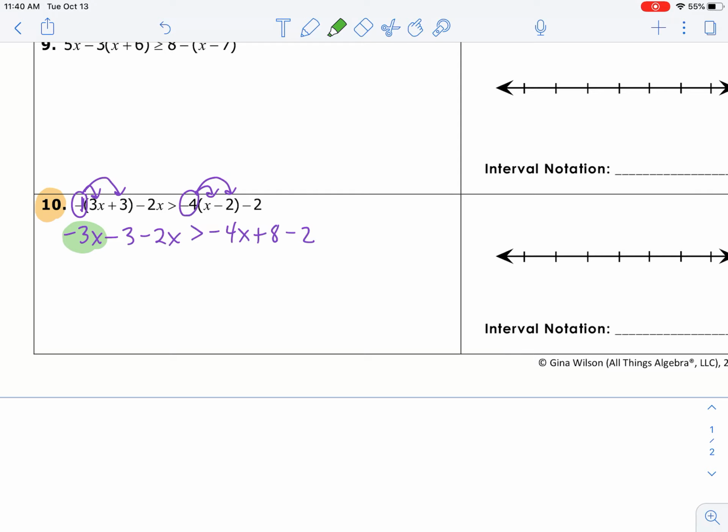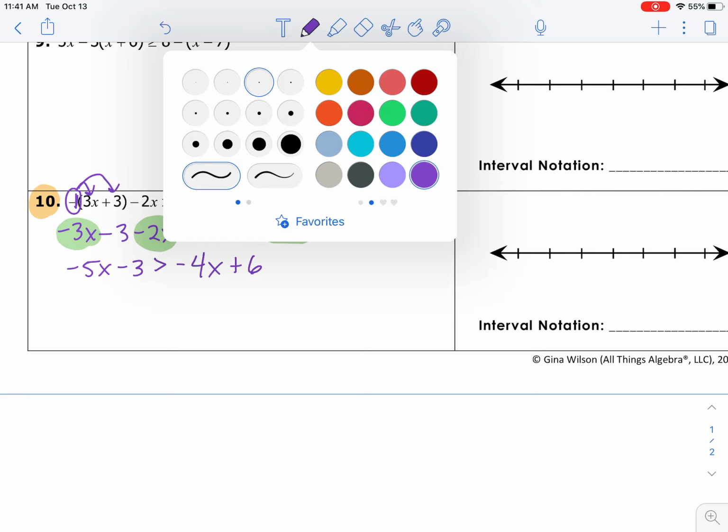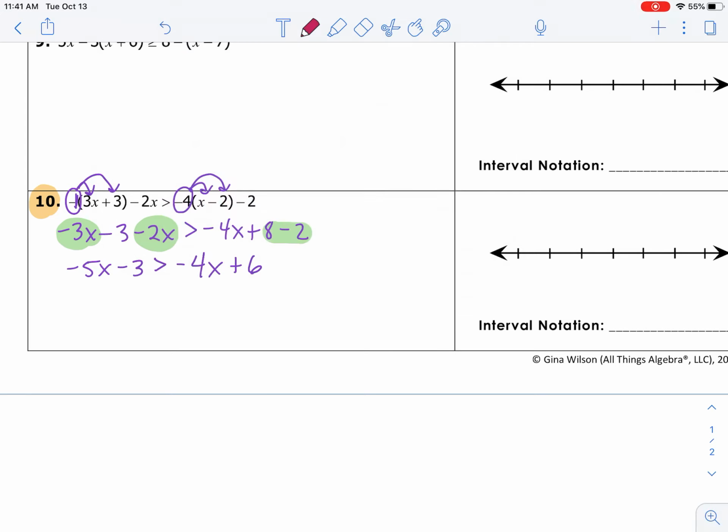Now, on the left-hand side, we have like terms. We have negative 3x and negative 2x. That's going to be negative 5x. Minus 3, greater than symbol. On the right-hand side, we have like terms, 8 minus 2. So I'm going to copy down negative 4x. 8 minus 2 is positive 6. From here, you may not have solved your problem the exact same way that I did, but just keep hanging with me until the end to see if you got it right.